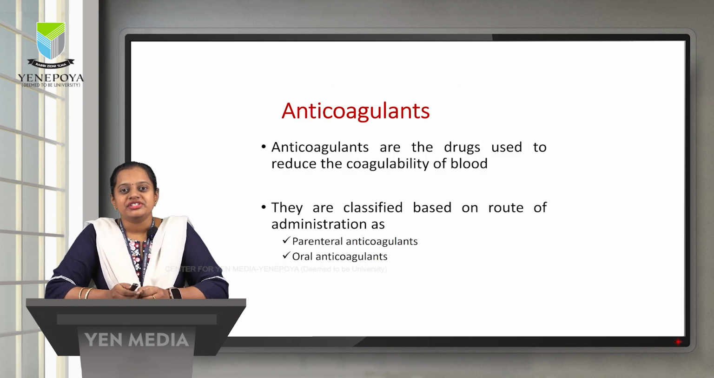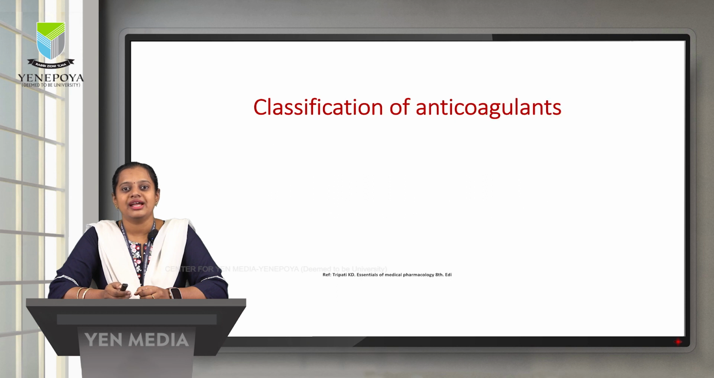So coming to the definition, anticoagulants are the drugs which are used to reduce the ability of blood to clot, and they are classified based on the route of administration as parenteral anticoagulants and oral anticoagulants.